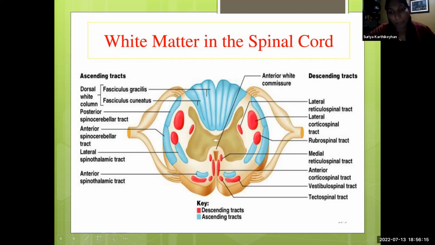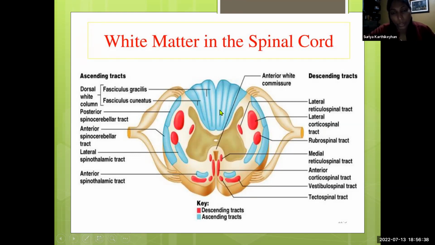So in the lateral white column, the ascending tracts are the anterior spinocerebellar and the posterior spinocerebellar. Then in the anterior white column, we have one more ascending tract, the spinothalamic. We have the anterior spinothalamic in the anterior white column, and there is a lateral spinothalamic in the lateral white column.